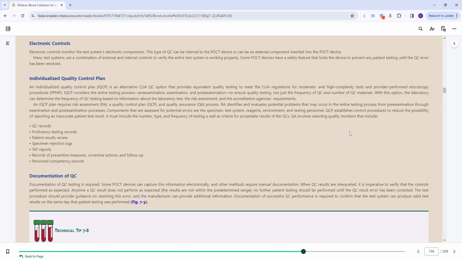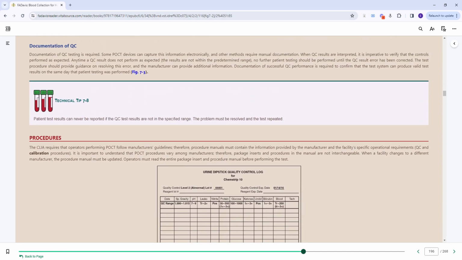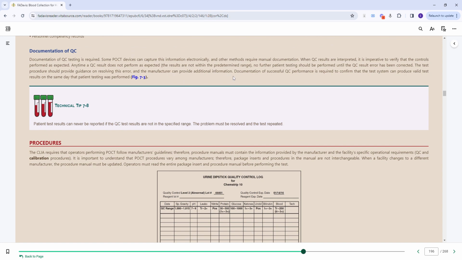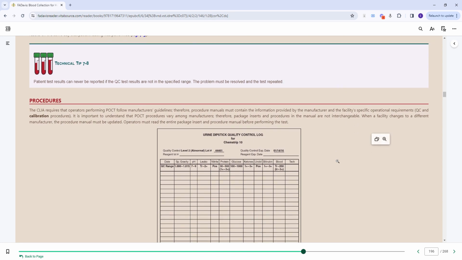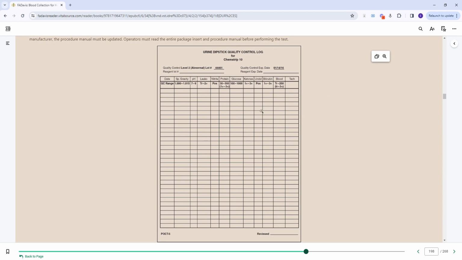You can read about the individual quality control plans and the documentation of quality control. It is very important that it is documented. Usually it's going to be electronic, but smaller physician offices may have a paper quality control log. You can see here a quality control log for urine dipstick.